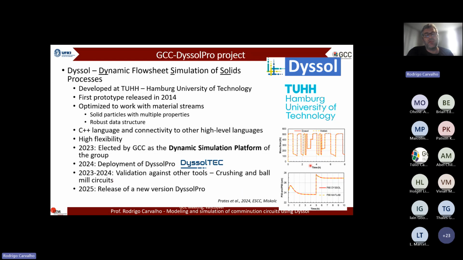On the right here, you can see a comparison between the Dyssol results for a crush plant operation and also for a mill operation, when compared to a traditional approach using MATLAB Simulink. And this year, Dyssol Tech released a new version of Dyssol Pro.